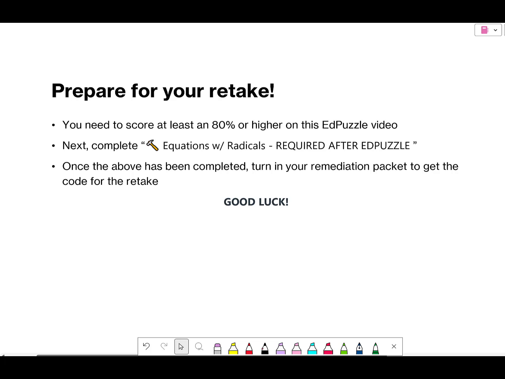So now you have to prepare for your retake. You need to score at least an 80% on this Edpuzzle video, and then next you need to complete the mandatory practice in Delta Math before you do the retake. In order to do the retake, you need to turn in your remediation packet to get the code for the retake. Good luck.